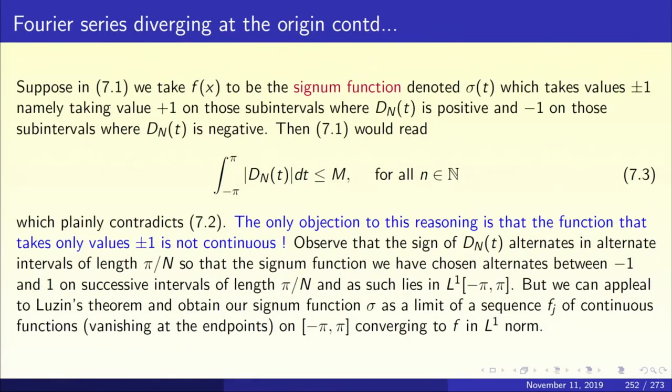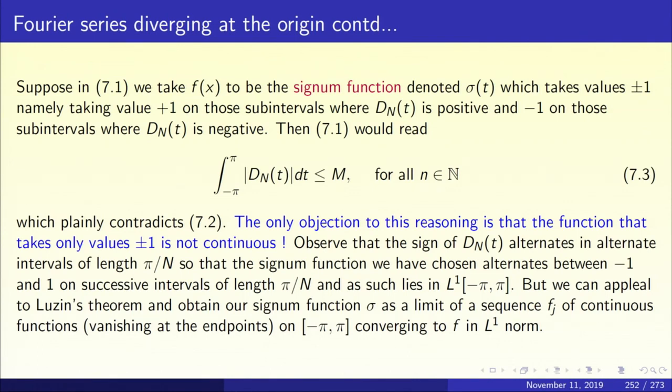To legalize this, let us observe first that dn alternates signs in alternate intervals of length pi by n. So the dn expression will change sign, but the change in sign will take place over subintervals of length pi by n. And as such, this signum function that we have defined is in L1. It takes only two values, plus 1 and minus 1, and everything is bounded. The intervals are bounded. So the function is bounded, and so it is in L1 of minus pi pi.